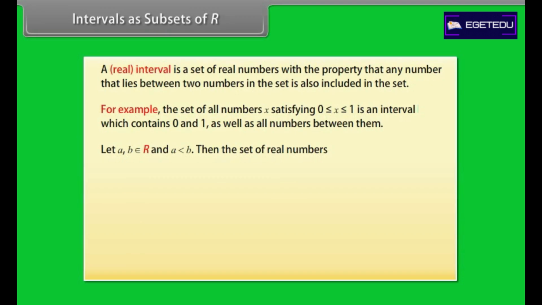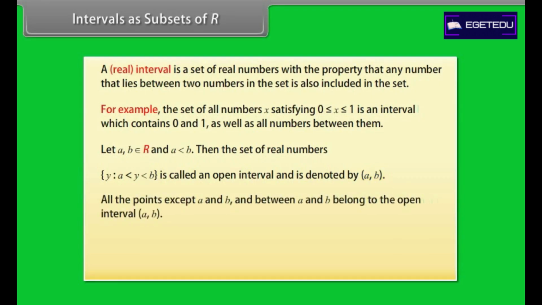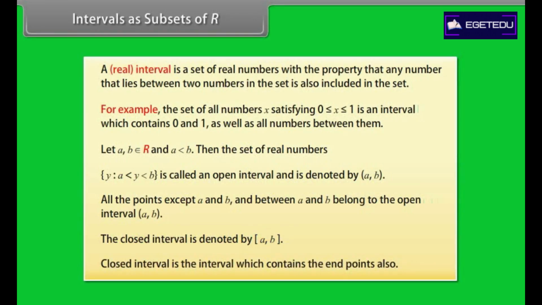Let A, B belong to R and A less than B. Then the set of real numbers y such that A is less than y is less than B is called an open interval and is denoted by (A, B). All the points between A and B, except A and B, belong to the open interval. The closed interval is denoted by this symbol. Closed interval is the interval which contains the endpoints also.